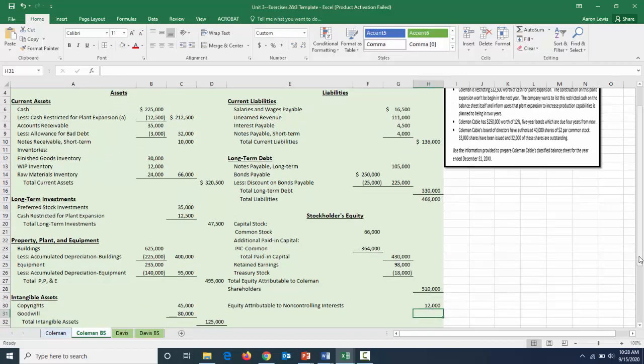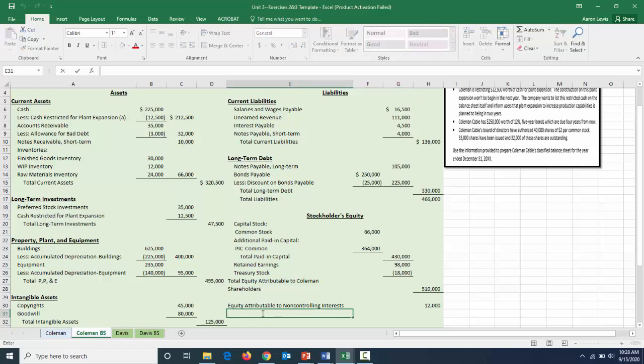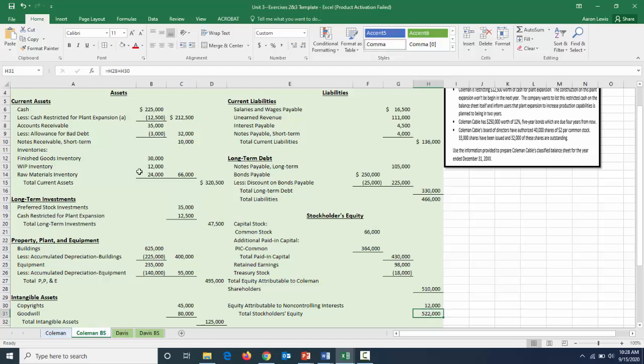So what do we have next that we can come up with? We can come up with our total stockholders equity, and that is going to be equal to the portion which can be attributed to our stockholders plus the portion that can be attributed to the non-controlling interests. In total, we have $522,000 worth of stockholders equity. Put a border back in there.